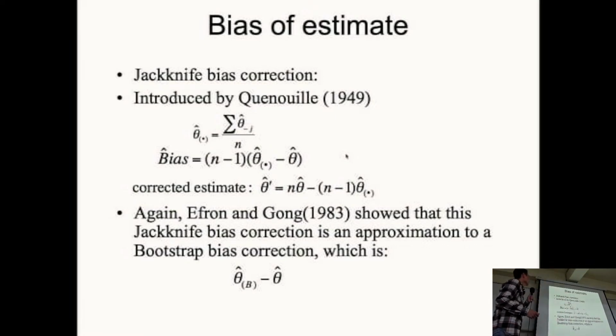Jackknife is useful to estimate the bias for bias correction. This was in fact introduced a long time ago by a mathematician. The bias is n minus 1 multiplied with this. And this one is the average from your jackknife, right? And this is the sample estimate. Okay, this is the jackknife mean, and this is the sample mean, and that is the bias. Okay, so the corrected estimate looks like this.